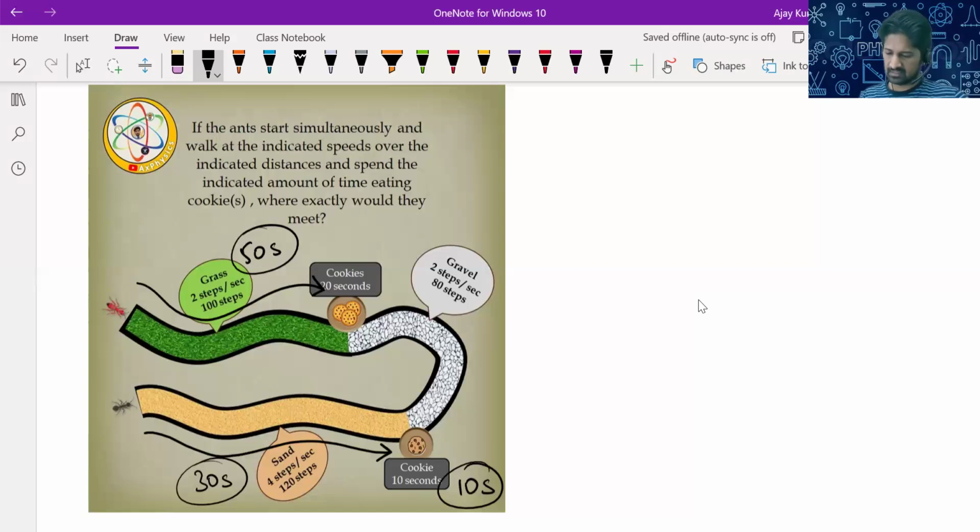So 30 seconds moving through sand is done. 10 seconds eating cookies is done. So on, continue. Then the black ant would enter the gravel first. It will enter, and let's assume that after the completion of 50 seconds, the red ant would eat the cookies for 20 seconds.